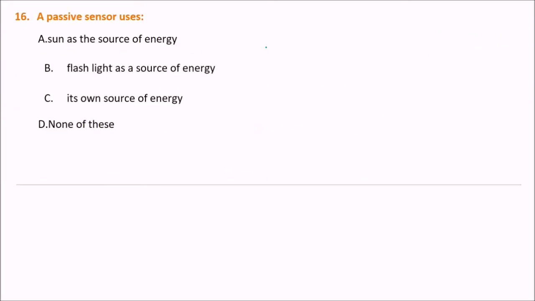A passive sensor uses what? You know, an active sensor sends and receives. What does a passive sensor do? Of course, it uses the sun as the source of energy. A passive sensor uses the sun as the source of energy.